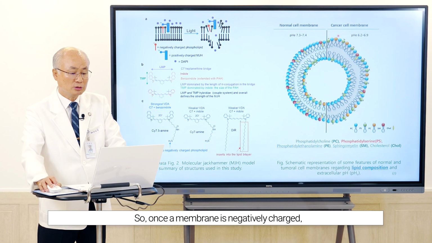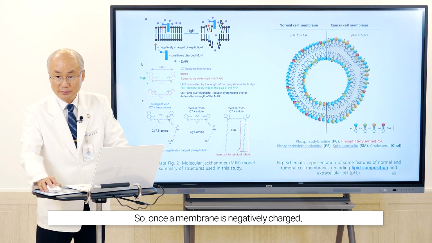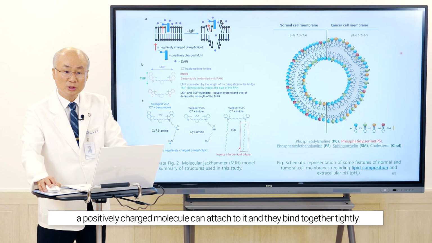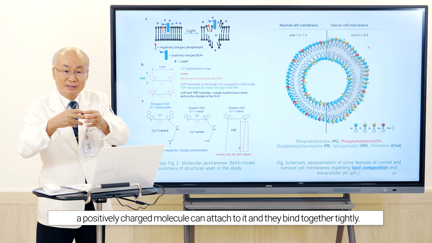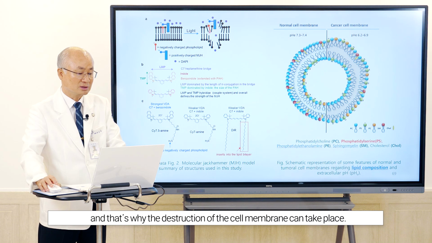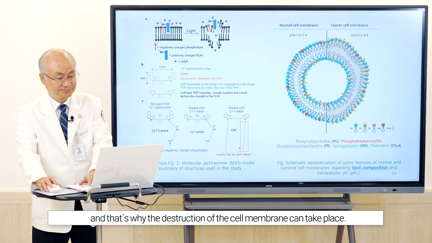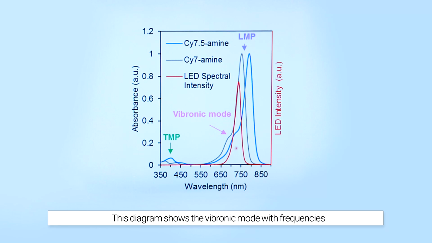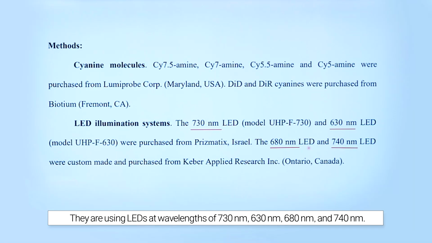So once the outer membrane is negatively charged, once the positive molecule, the aminocyanine, is attached here, it will bind together tightly. That's why the destruction of the cell membrane can take place. This diagram shows the vibronic mode. They're using LED frequencies around 730, 630, 680, and 740. Yeah, they're using this LED.